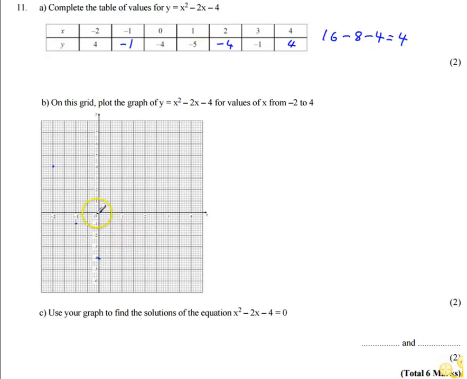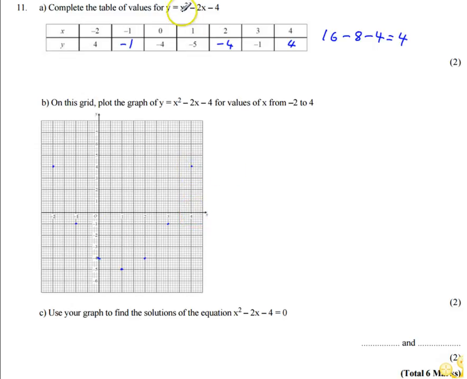1, -5, along 1, down 5, 2, -4, 3, -1, and 4, 4.